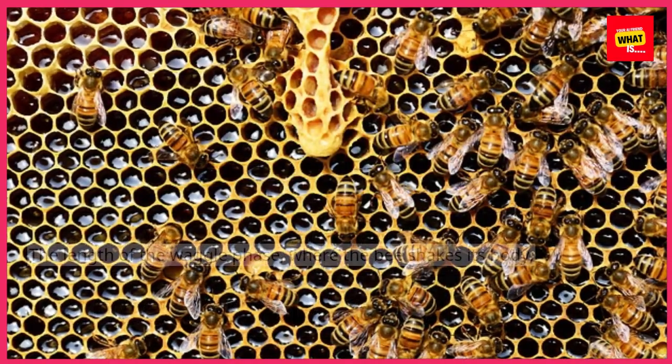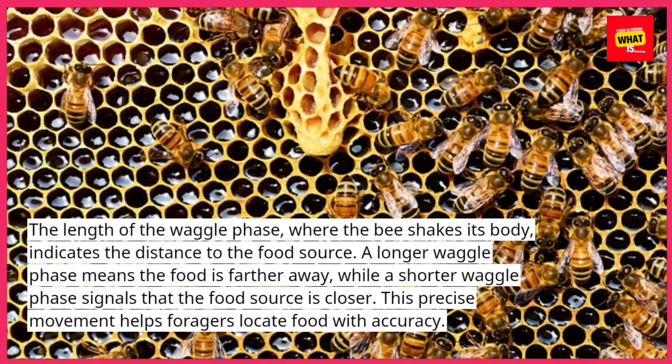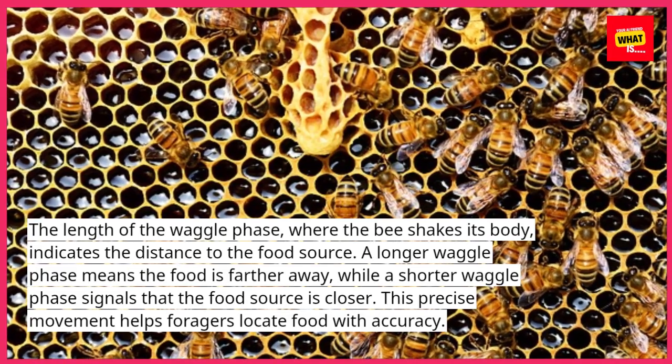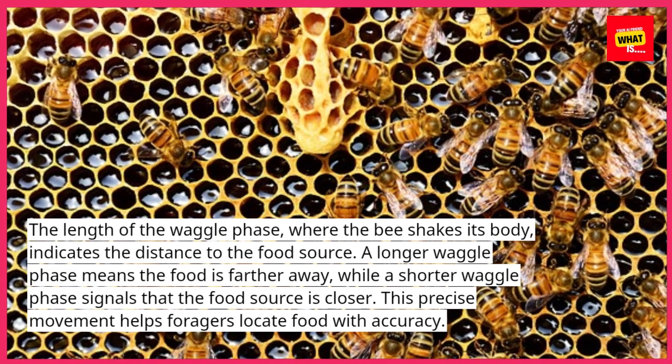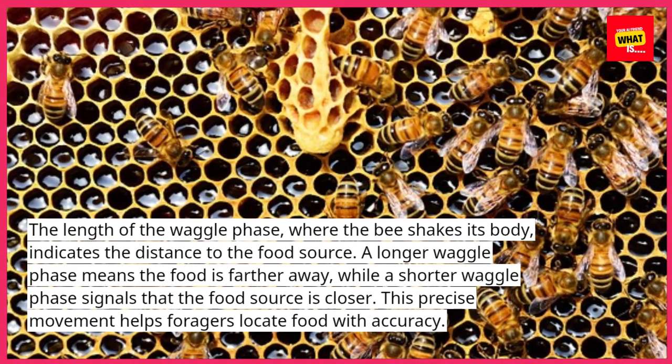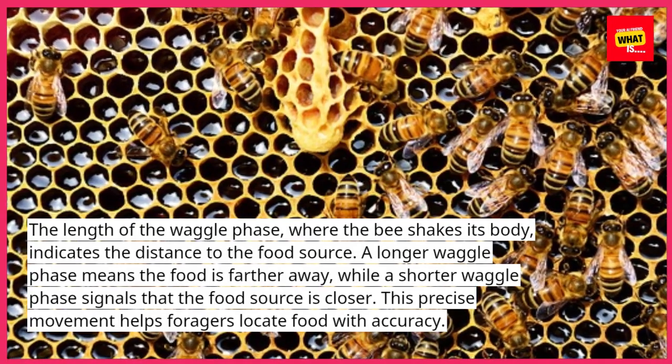How bees adjust their dance for distance. The length of the waggle phase, where the bee shakes its body, indicates the distance to the food source. A longer waggle phase means the food is farther away, while a shorter waggle phase signals that the food source is closer. This precise movement helps foragers locate food with accuracy.